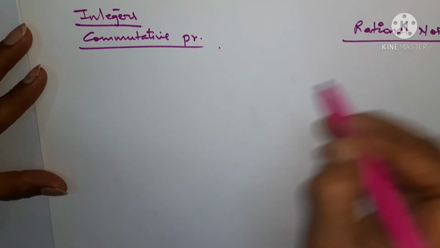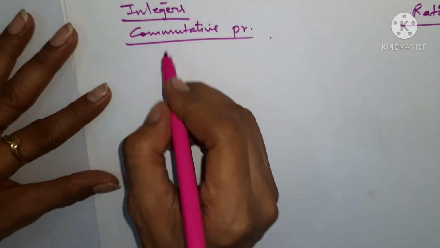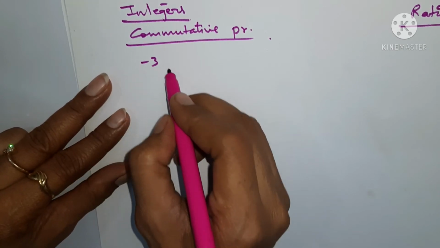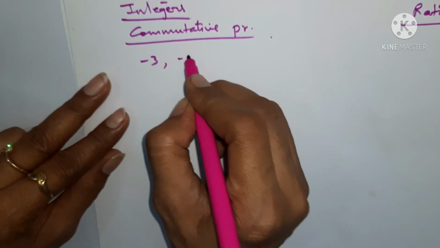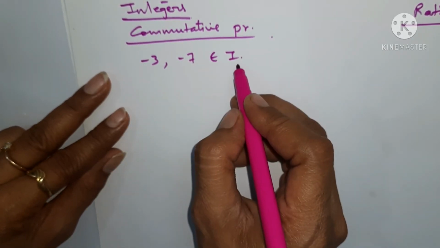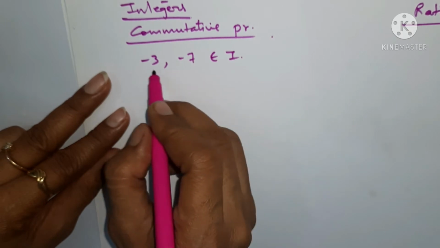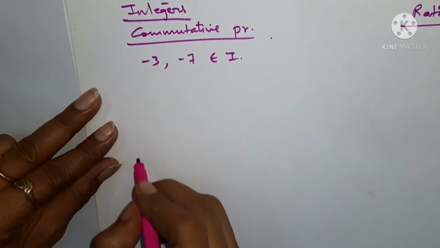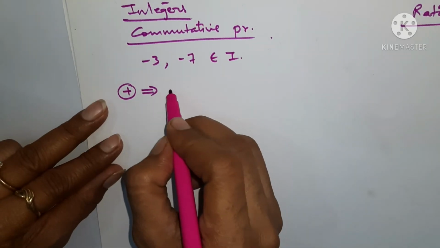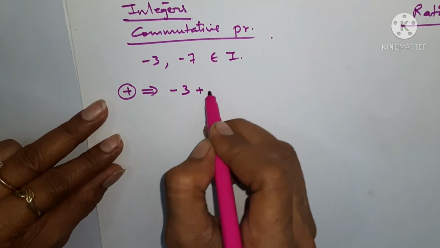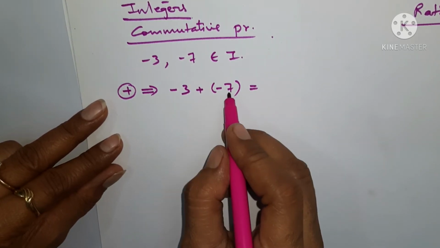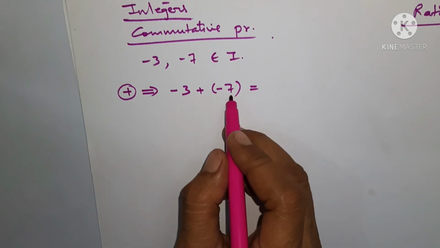ठीक है. इंटीजर्स में हम कोई दो इंटीजर्स लेकर देखते हैं. Say you are having -3 and suppose you are having -7, and both belong to integers. ये दोनों ही हमारे integers को belong करते हैं. अब इन दोनों पे हम एक एक करके ऑपरेशन अप्लाई करेंगे. पहले हम एडिशन को देखते हैं. एडिशन के केस में क्या होता है, -3 प्लस -7 अगर हम करते हैं तो हमें जो रिजल्ट आ रहा है क्या वो सेम होगा अगर हम इनकी प्लेसेस को चेंज करके देखें.